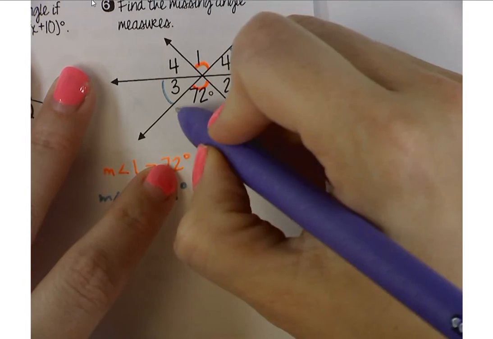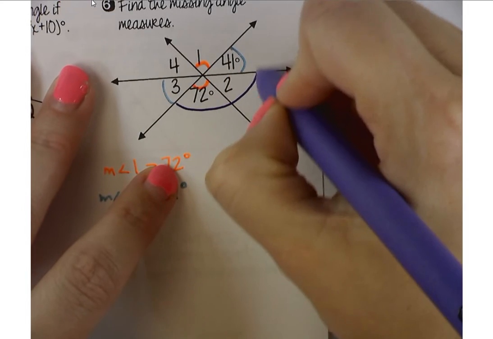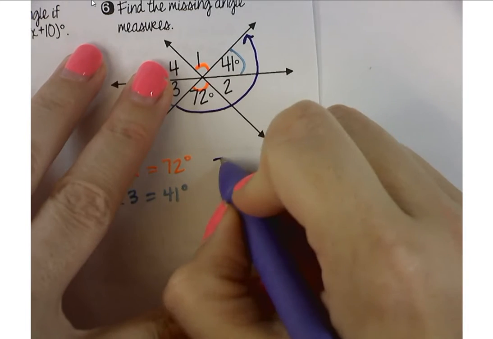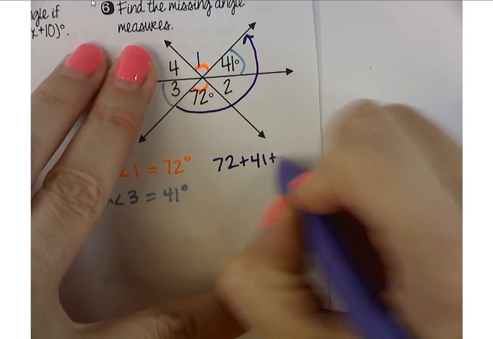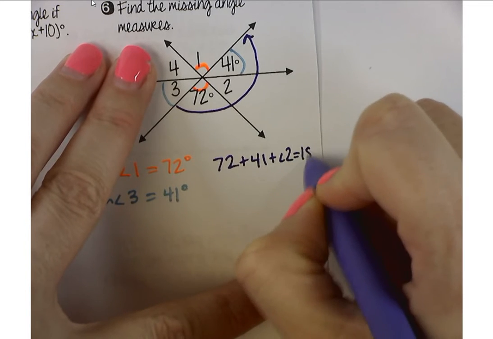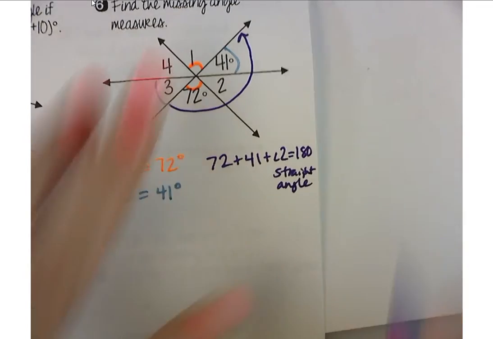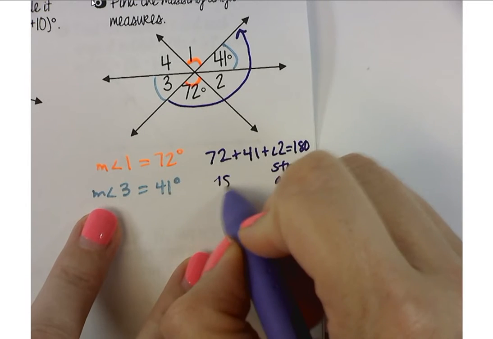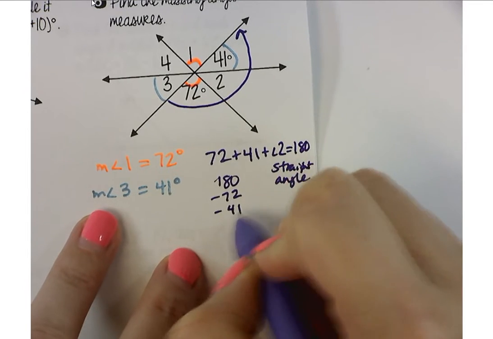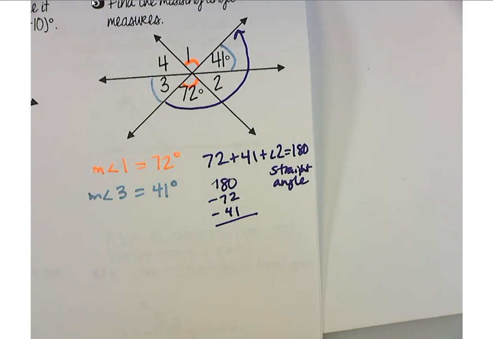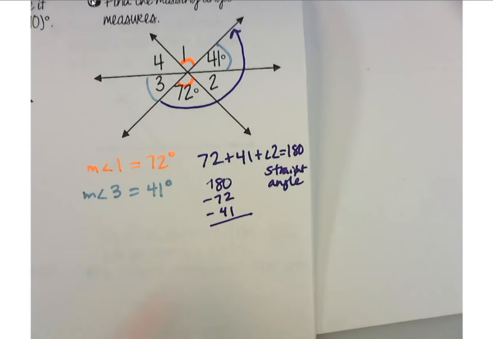So can you guys see that these 3 angles together make a straight line? Okay, so if they make a straight line, that means that 72 plus 41 plus the measure of angle 2 is going to equal 180 because it's a straight angle. So then that means if I do 180 minus 72 minus 41, I'm going to be able to find that missing angle. And then you can use that to find the other missing angle. Okay? So the rest I'll just have you do. I just wanted you to know that you could add those up.